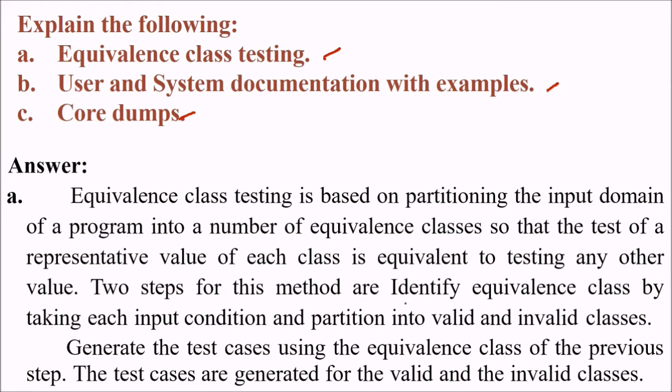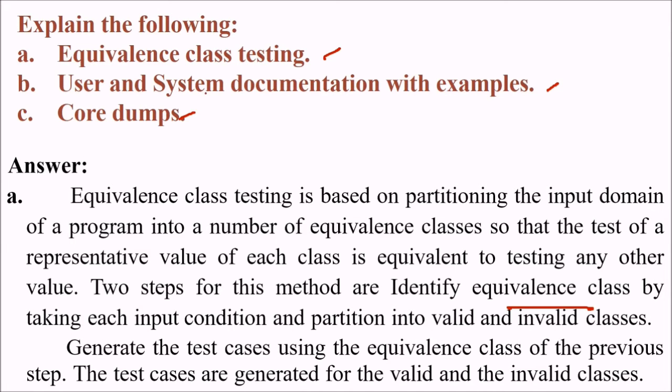The two steps for this method are: first, identify the equivalence classes by taking each input condition and partitioning it into valid and invalid classes. Second, generate the test cases using the equivalence classes of the previous step. So the test cases are generated from the valid and the invalid classes.